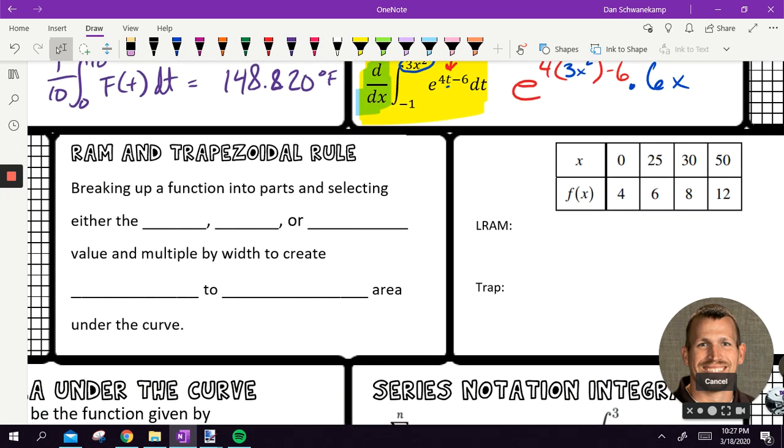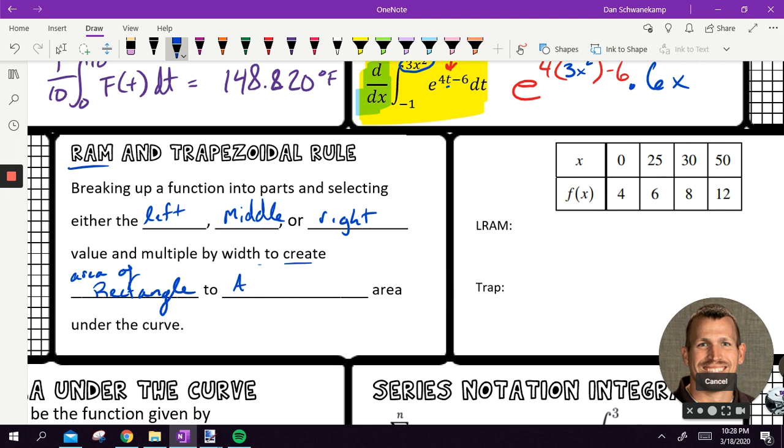Next thing we're talking about is RAM, and just trapezoidal sums in general. Breaking up a function into parts and selecting either the left, middle, or right value. That is what RAM represents, rectangular approximation method. We're going to choose either the left side, the middle, or the right, depending on the problem, and we are going to use that to find the area under the curve. So we're going to use the left, middle, or right value, and then multiply by the width to create the area of a rectangle. Rectangular approximation method, that's what it stands for.